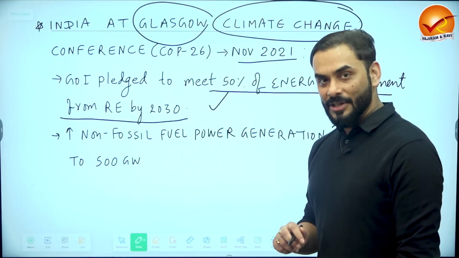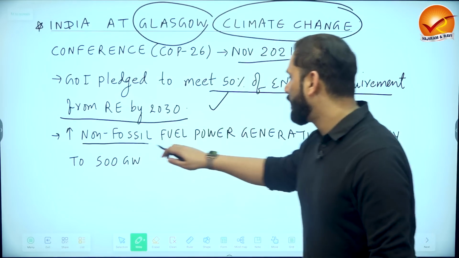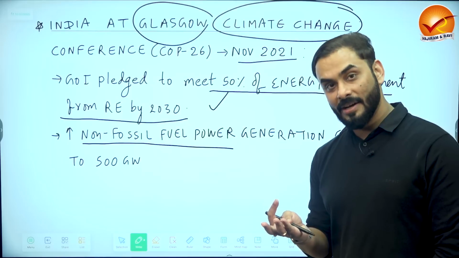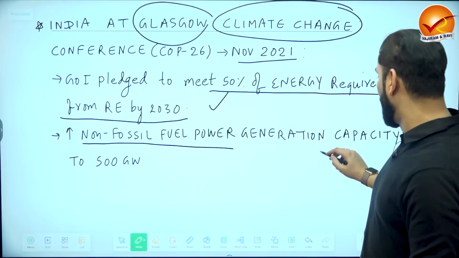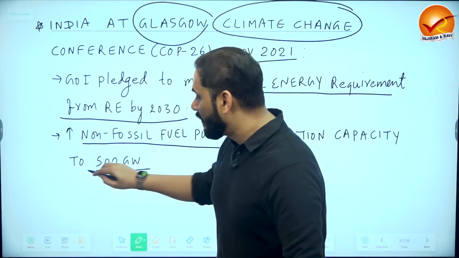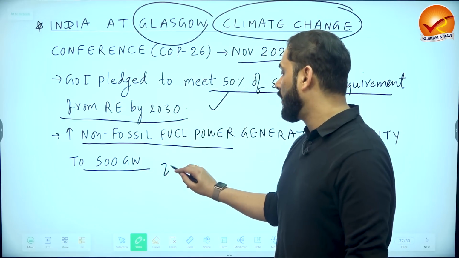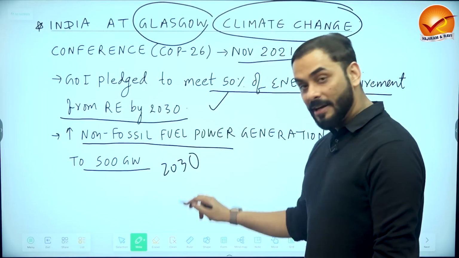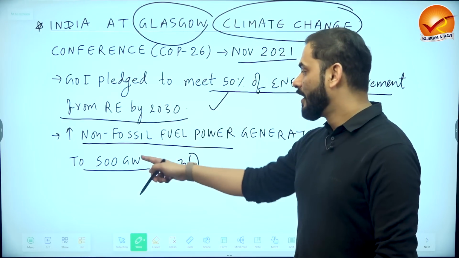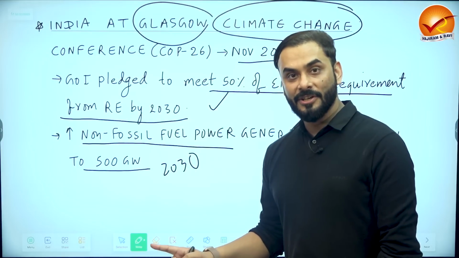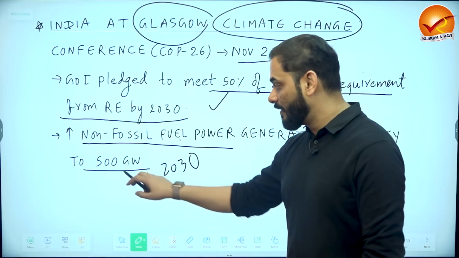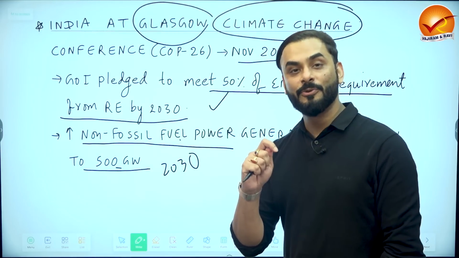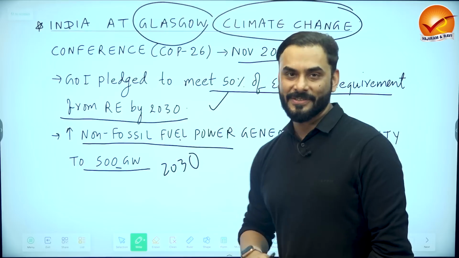Second promise by India is that non-fossil fuel power, which means electricity generated through solar energy, wind energy, nuclear energy and all these things, will be almost 500 gigawatt by the year 2030. These are the two promises we have made, that by 2030, our electricity generation capacity through non-fossil fuel will be 500 gigawatt and 50% of our energy needs will be met through renewable energy sources.